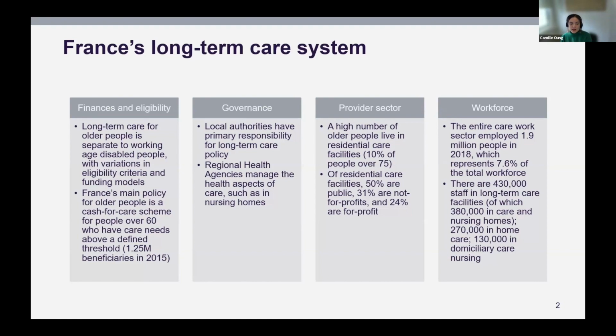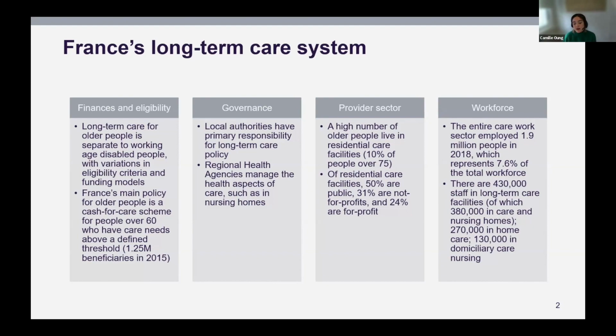In terms of the provider sector, I think it's fair to say that care in France is very institutionalized. So a large number of people, 10% of people who are aged over 75, live in a residential and nursing care facility. And of those residential care facilities, about 50% are public, 31% are not-for-profit, and 24% are for-profit. And those of you who might be well versed in the English system will recognize that looks quite different in terms of the spread of ownership.